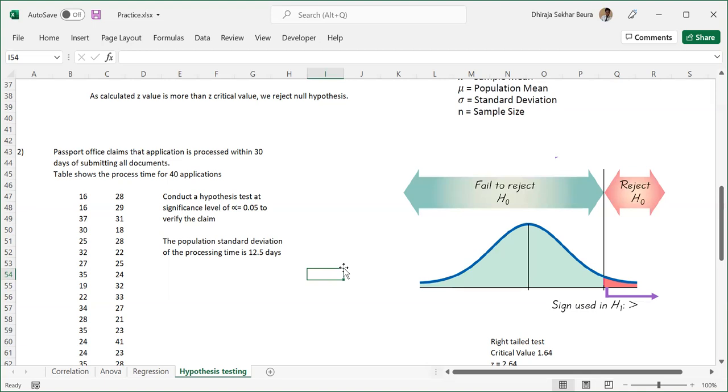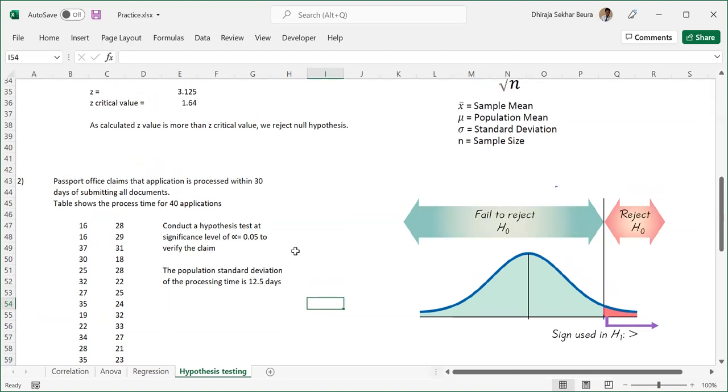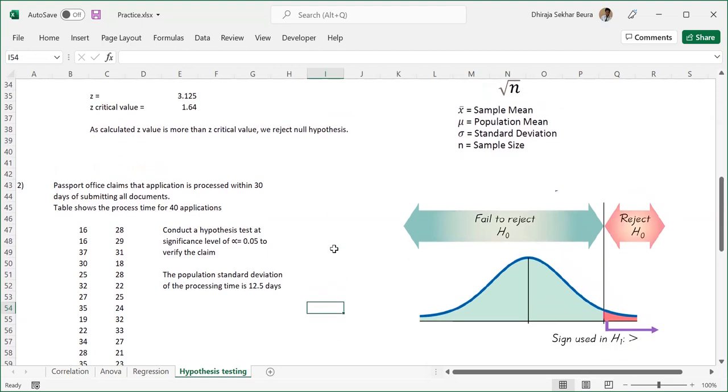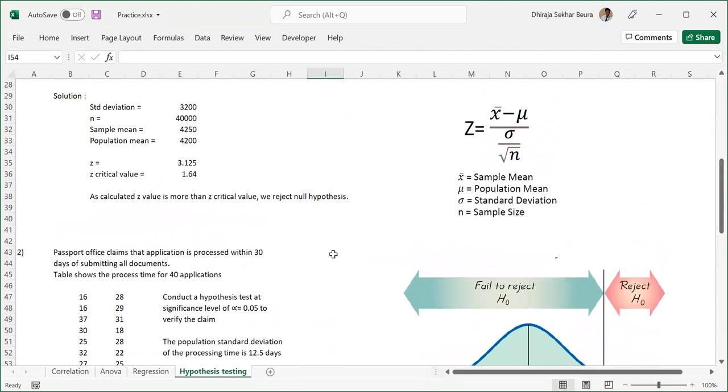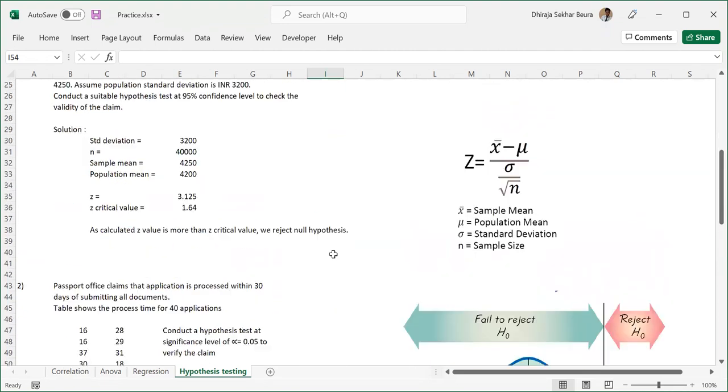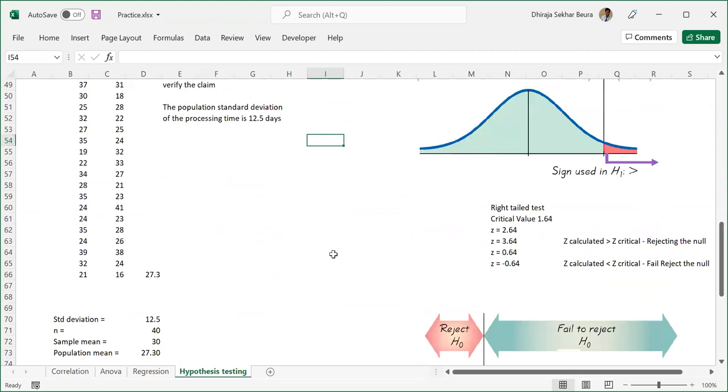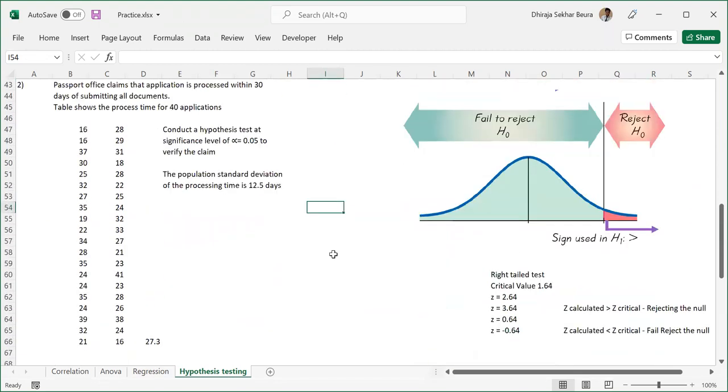Dheeraj, if you don't mind, can I ask how to calculate the p-value? How to check the p-value? P-value is out of scope for the exam, no. That's why we use the Z table, right?